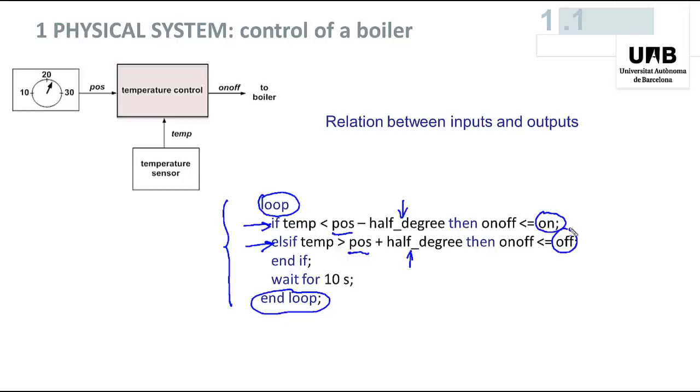If the temperature were between the position minus the margin and the position plus the margin, then the boiler state doesn't change. The boiler state, I mean running or not running. After that, wait for 10 seconds, and that's all. So that, with this control algorithm, the room temperature will be equal to the reference temperature with a precision of about 1 degree and with a response time not much longer than 10 seconds.